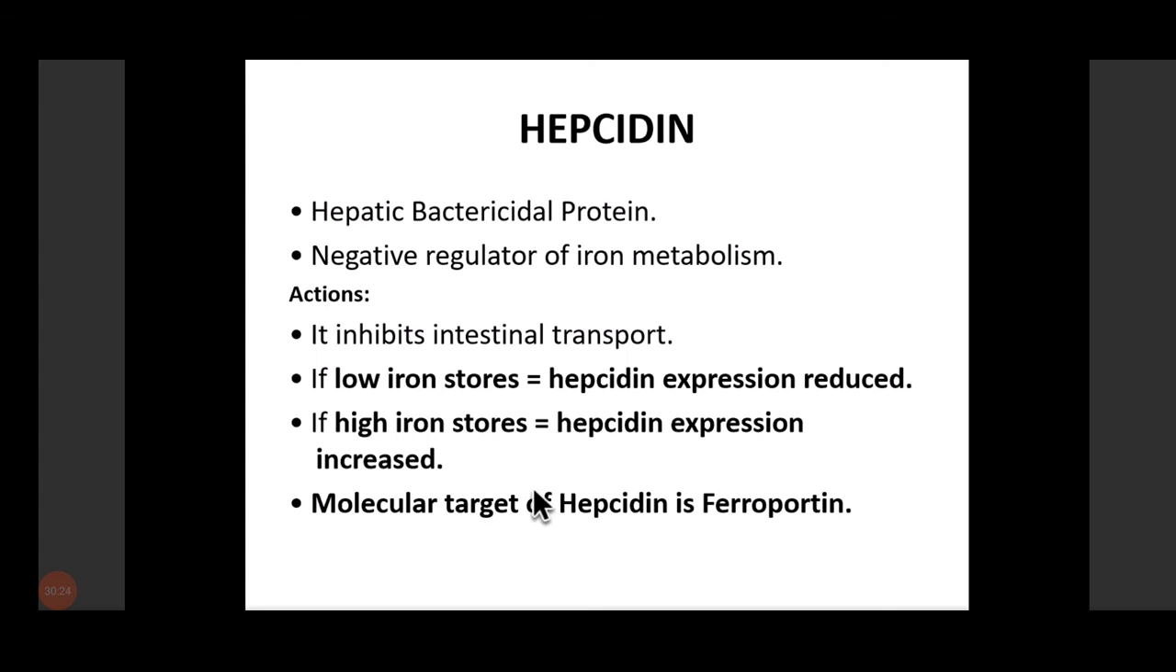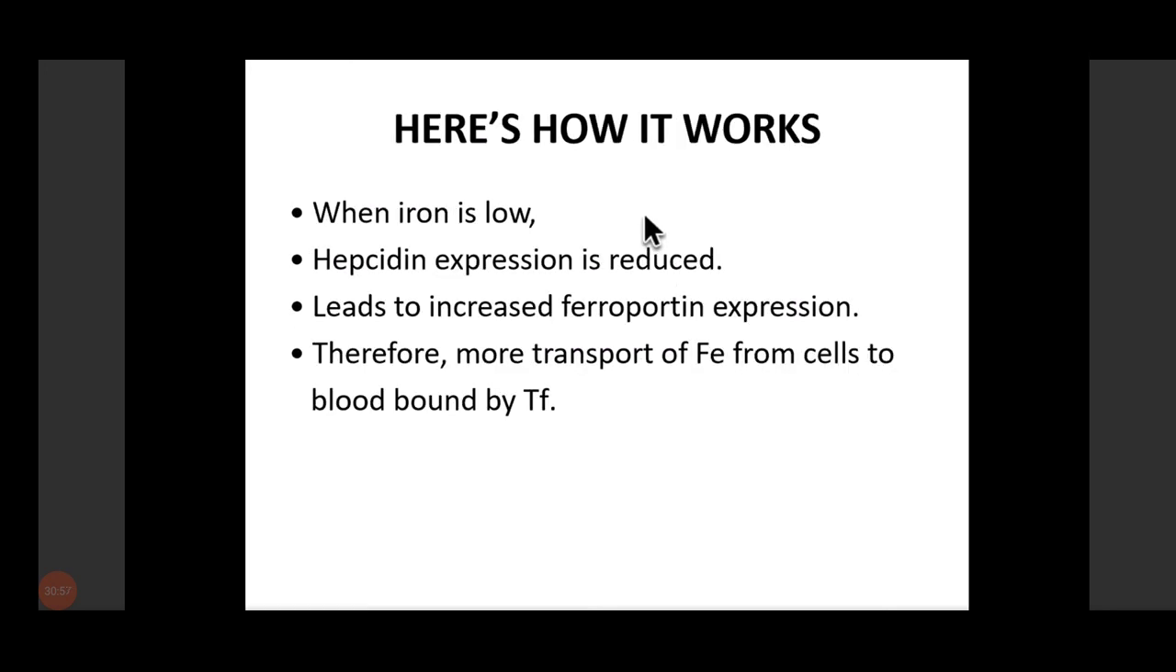Hepcidin, as I've said before, is a negative regulator of iron metabolism, and it inhibits intestinal transport. So if the iron stores are low, that is, in iron deficiency anemia, hepcidin expression is reduced so that the body absorbs a lot of iron. If the iron stores are high, hepcidin expression is increased so that there is no iron absorption and the iron is lost from the body. The molecular target of hepcidin is ferroportin, which the diagram has depicted.